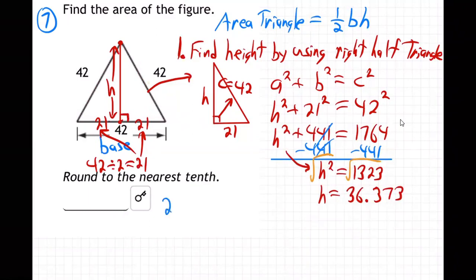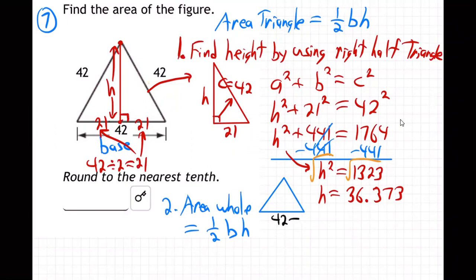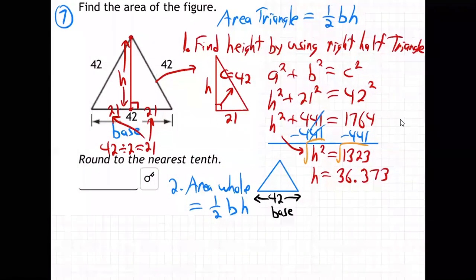So now, step 2, you can find the area of the whole triangle. The area of the whole triangle is going to equal the half times the base times the height. And the base, I'm talking about the whole triangle now, so that's 42. That's the base of the whole triangle. And the height of the whole triangle is the 36.373 that we just figured out.